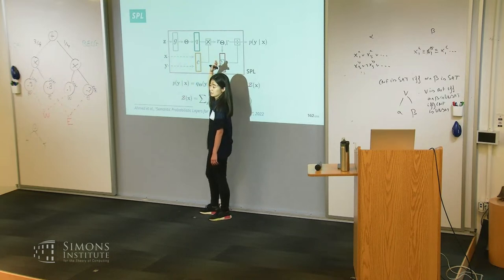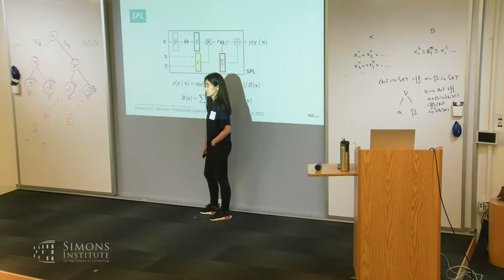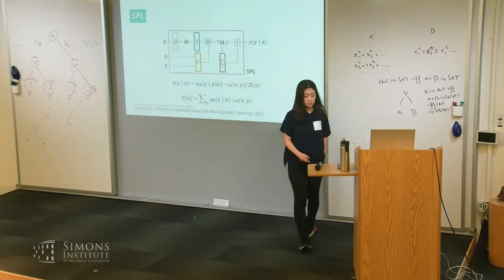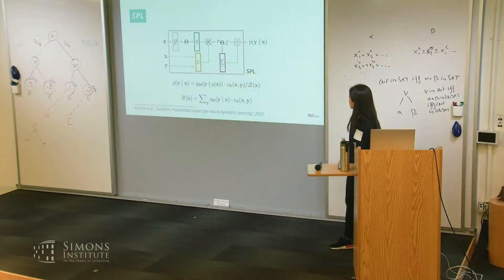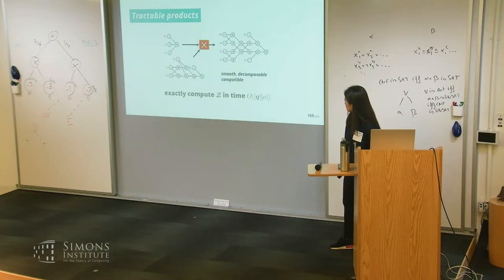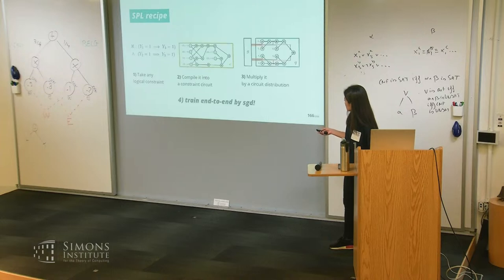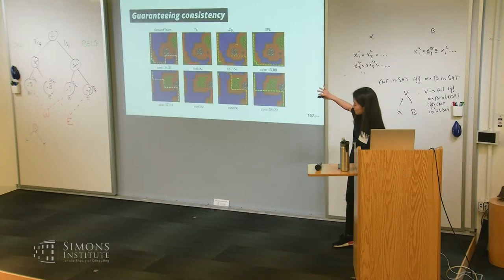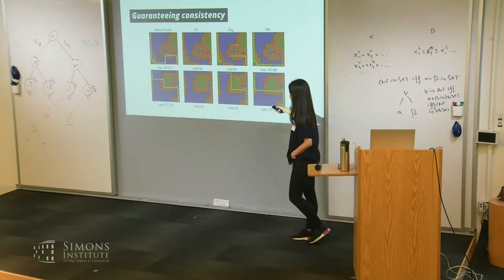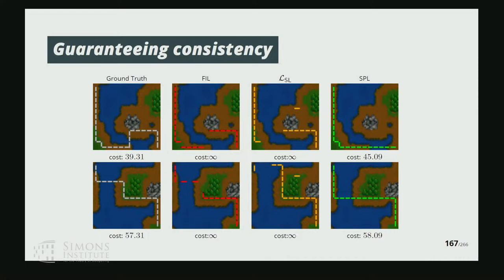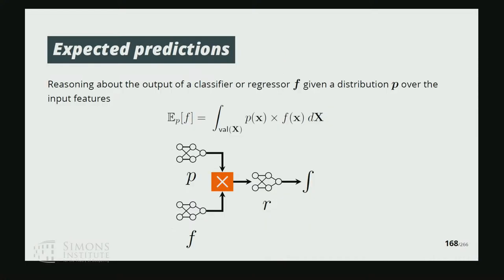You build a new layer and you train it with the input of the previous layer of the neural network. A very simple way to say it is you choose a probabilistic circuit Q that's compatible with your logical constraint. The structure is fixed, and you let the neural network predict its parameters. Yes, you train everything. So that's one example of using this product of two circuits. This way, you're actually guaranteed to get predictions that are consistent with your logical constraint.